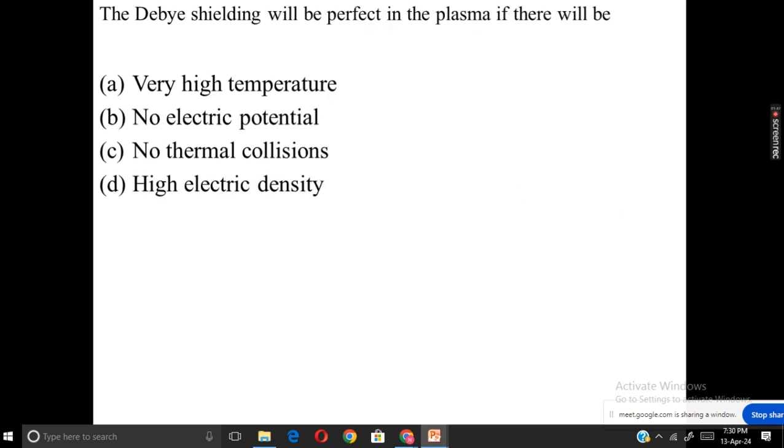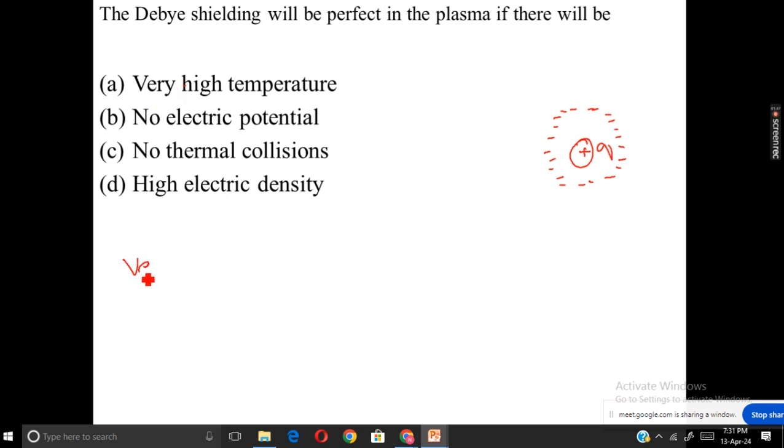The next question. The Debye shielding will be perfect in the plasma if there will be. We have learned Debye shielding before. In a plasma, if we introduce a charge, suppose charge Q, then the plasma will act in such a way that the effect of this external charge will not be felt after a particular distance, which is known as the Debye length. This phenomenon is basically known as Debye shielding. So Debye shielding will be perfect if there will be very high temperature.